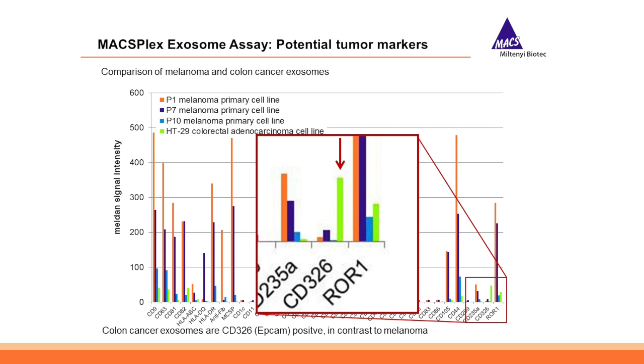So we have now 2 markers which would allow to discriminate melanoma from colorectal exosomes according to these 2 markers. So I hope this has shown you the potential and how this analysis works. Now we are coming to a more complex example.